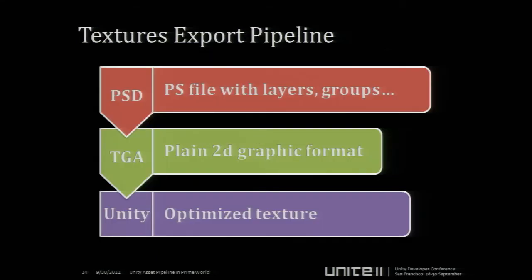Here's the same simple diagram to show you what we do while we export the textures. We start with a PSD file, a Photoshop file, with layers, groups, and other stuff that is not needed. Then it gets exported to the target format, PNG or any other graphic format that contains the required information like RGB channels and alpha. And then it gets imported to Unity and converted to an optimized texture.